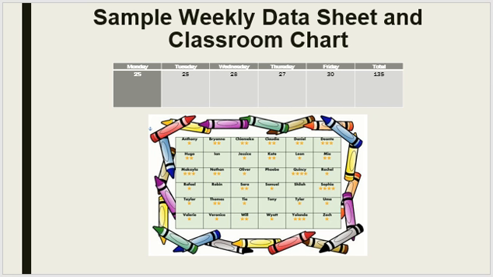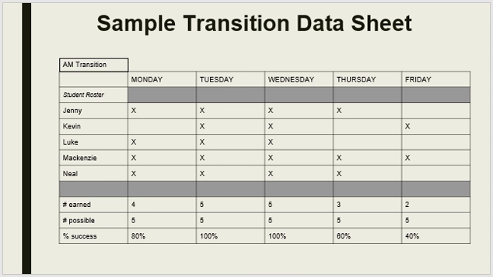Here's a sample of the weekly data sheets and classroom charts that we plan to use for our implementation. Here's a sample of the data sheet that teachers will be using to record the data. As you can see, we have the dates of the week, student's name, and the number of points earned. To determine if students are meeting the criteria, the teacher would take the amount of points earned by each student and divide it by the total possible points, and that will show us the percentage of successful transitions for the entire day.